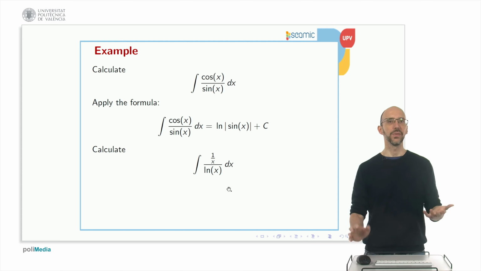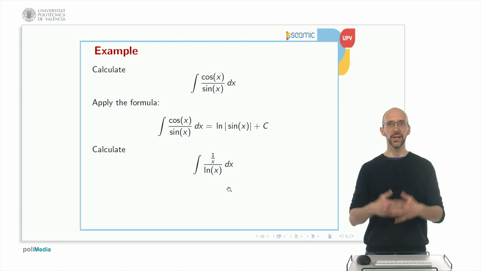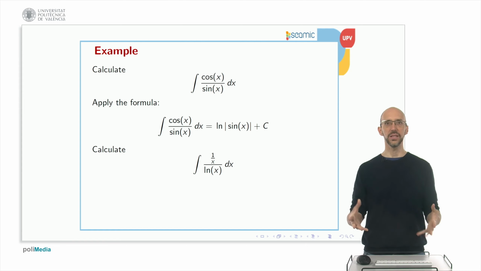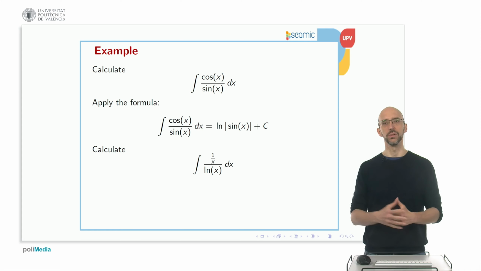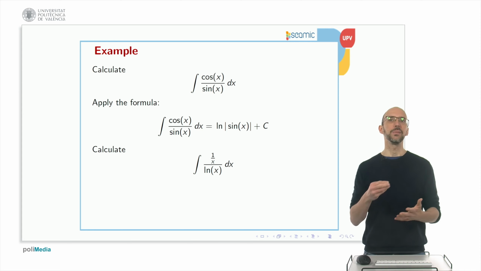Another example, look at this one. 1 over x divided by logarithm of x. Again, I see a quotient. I don't care if it is difficult or not, or it seems difficult. In this case, it's trivial. The derivative of natural logarithm, as you know, is 1 over x.